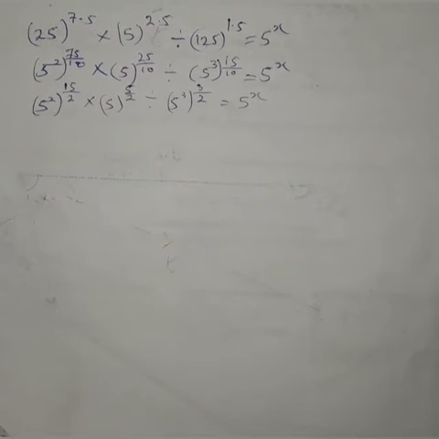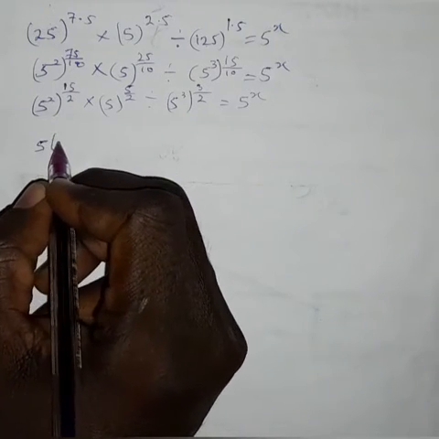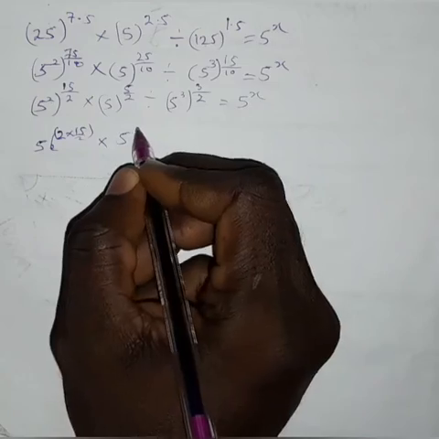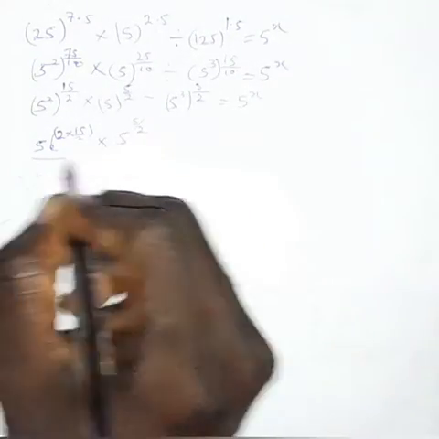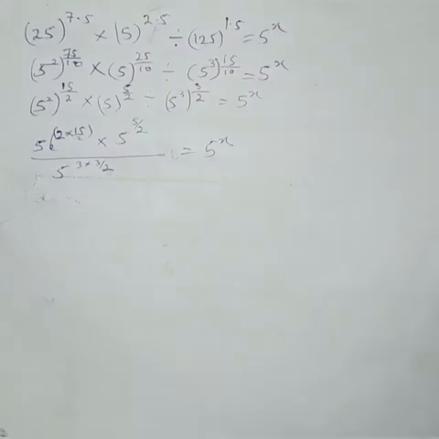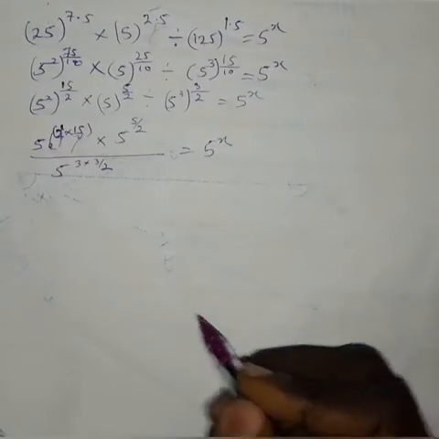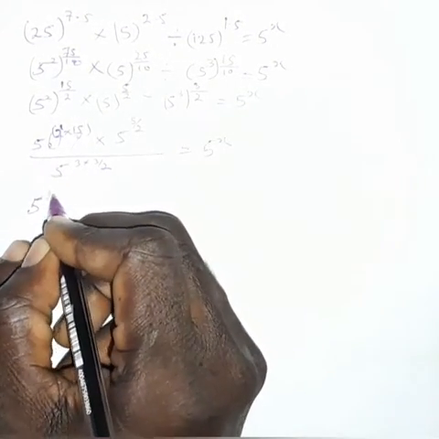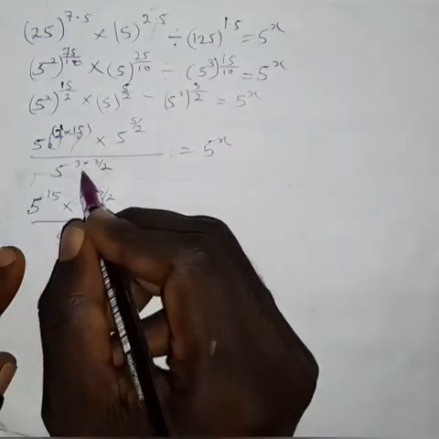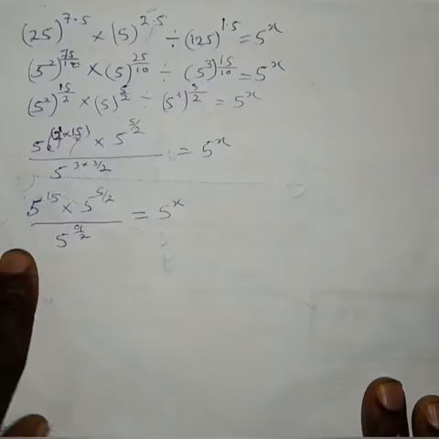So what do we do from here? Here, I'm going to apply this. So I'm going to remove the brackets. So I have 5 to the power of 2 times 15 all over 2, times 5 to the power of 5 over 2, divided by 5 to the power of 3 times 3 over 2, equals 5 to the power of x. So the next thing I have to do is to multiply out. So I'll be left with 5 to the power of 15 times 5 to the power of 5 over 2, divided by 5 to the power of 3 times 3, that's 9, over 2, equals 5 to the power of x.